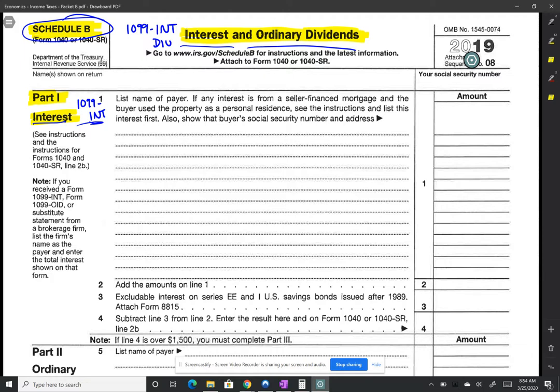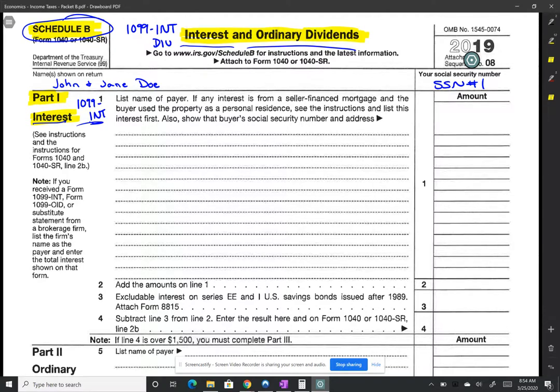One of the first things you need to do is put the names of the returns. So we have our John and Jane Doe, and at least the first Social Security number, SSN number 1, whoever's the main filing. You may have multiple 1099 INTs, and that's what we're going to do here.